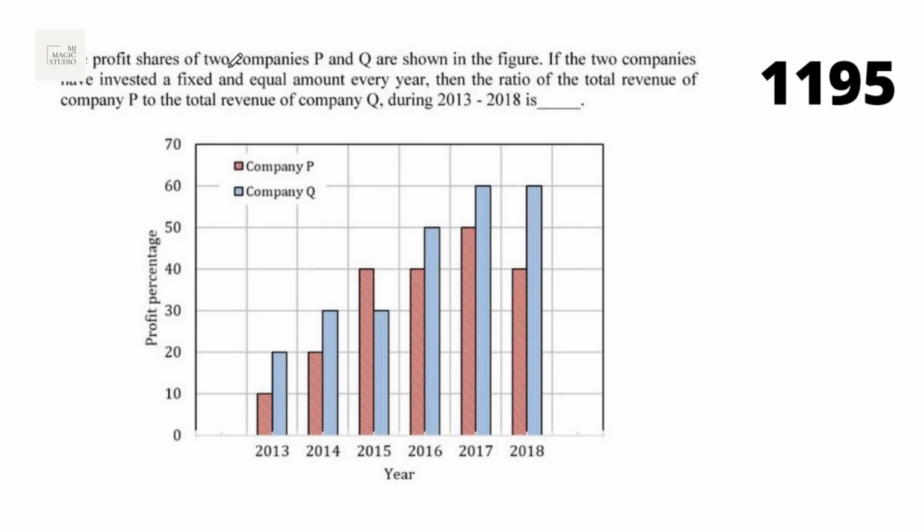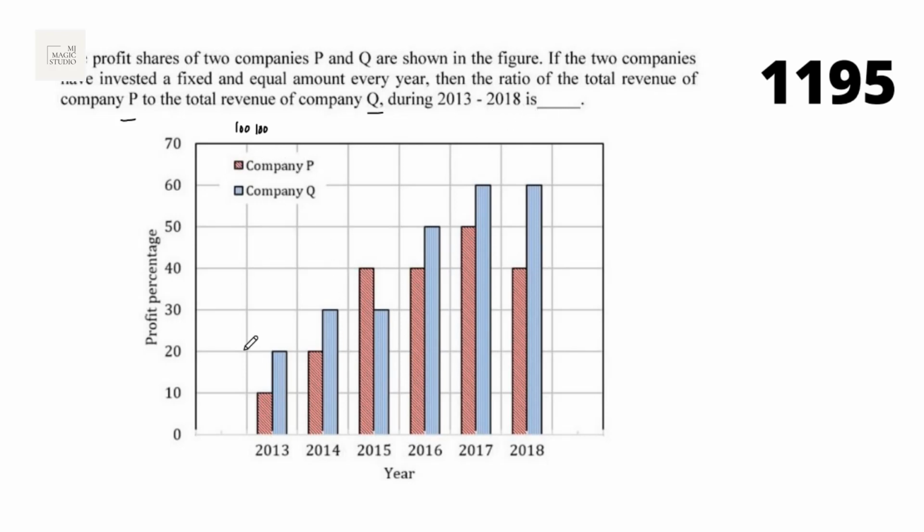The profit shares of two companies P and Q are shown in the figure. Bar diagram, profit percentage is given over the period from 2003 to 2018. If the two companies have invested a fixed and equal amount every year. So since percentages are given, let us fix that both companies have invested 100 every year. So what is the ratio of total revenue of P to total revenue of Q from 2013 to 18?